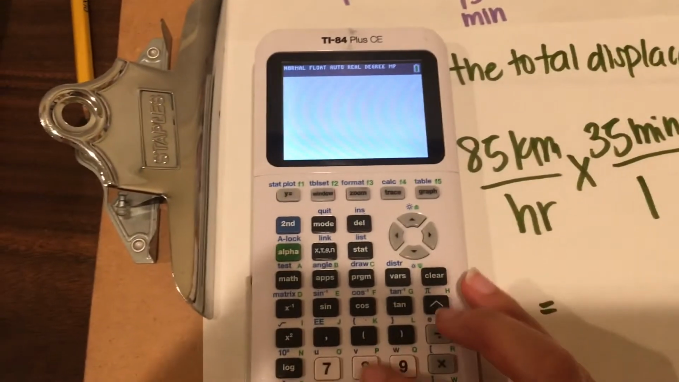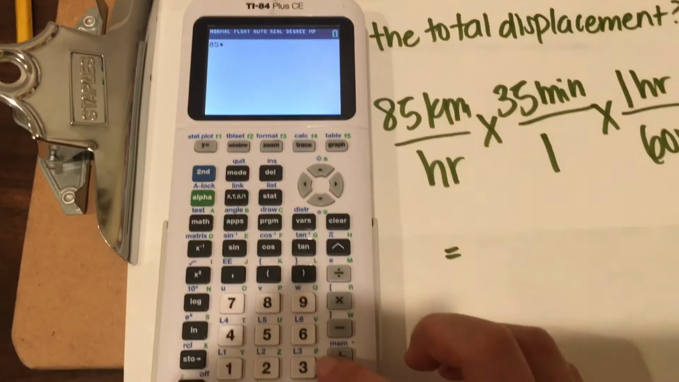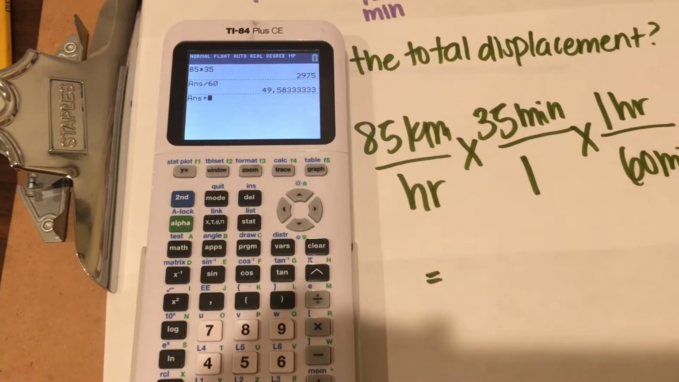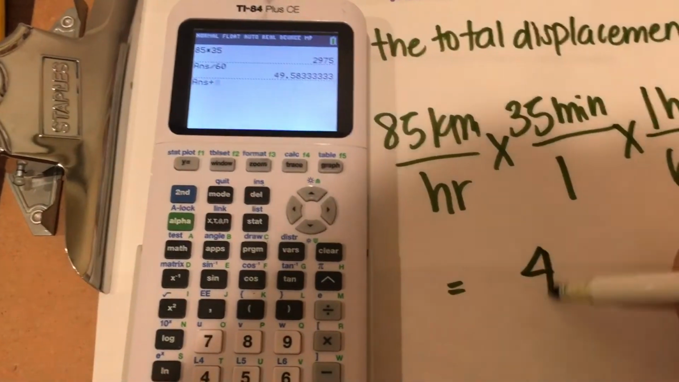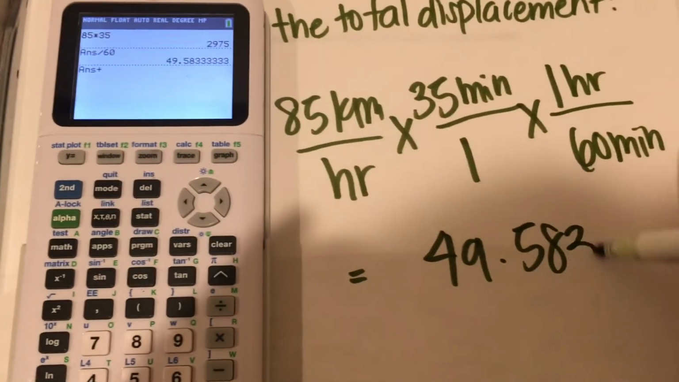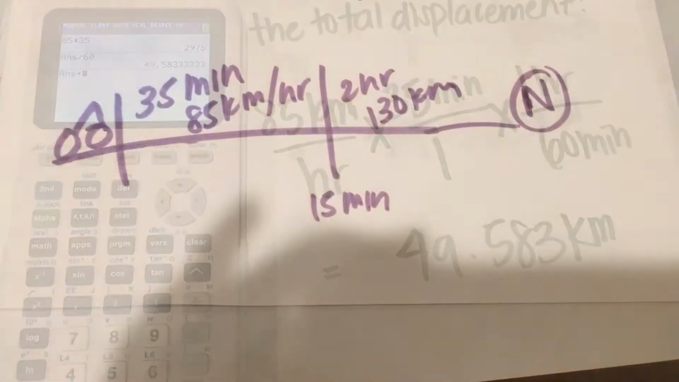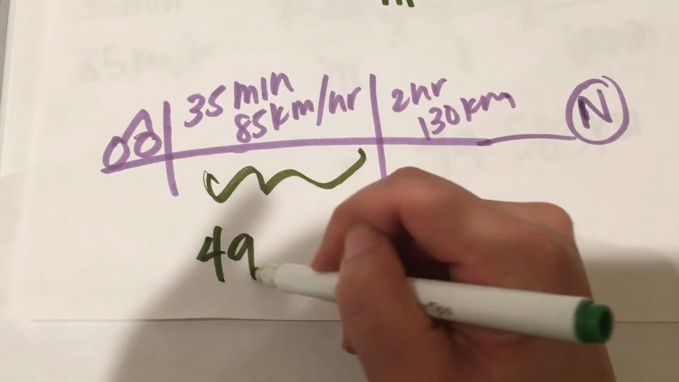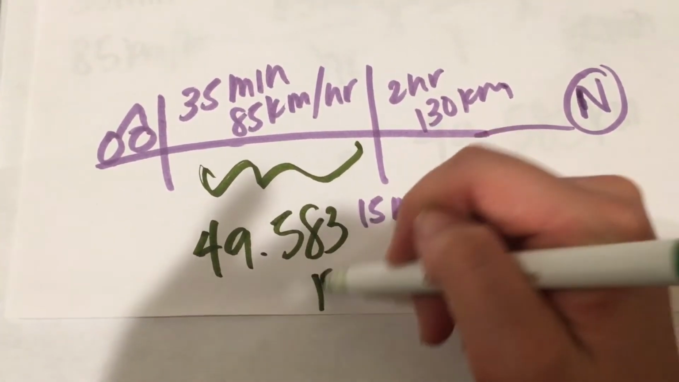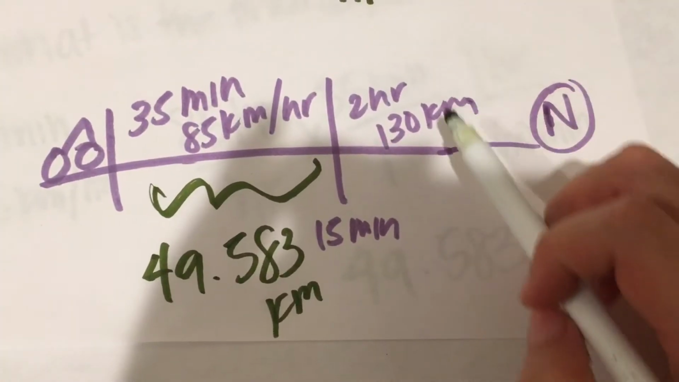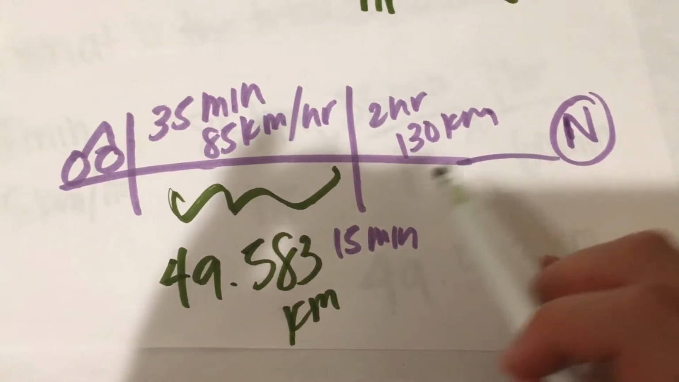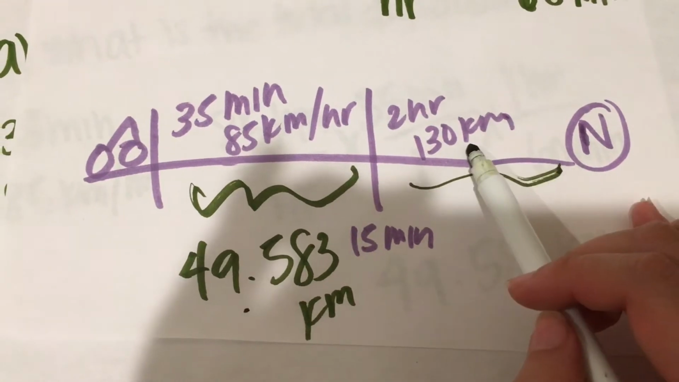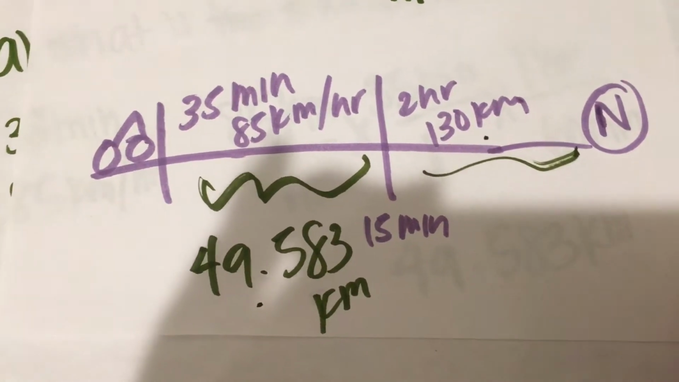We're then going to input that into our calculator. And we get 49.583 kilometers. That means in this first section, the motorist traveled 49.583 kilometers. Because we are already given how many kilometers are traveled in the second section, we can simply just add this distance and this distance together to find the total displacement.